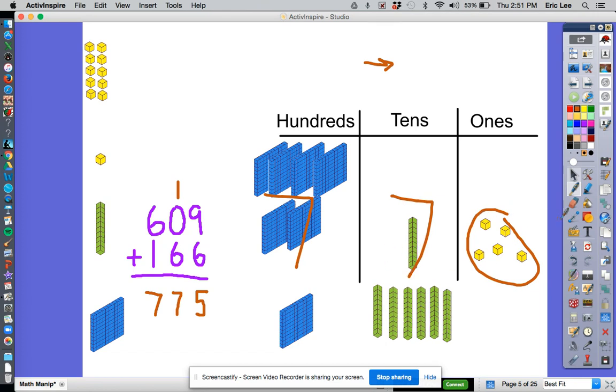I have 5. Oop, that looks like a 0, doesn't it? Let's get rid of it. I have 5 ones in my ones column, so 775. All right, good job. Good practice. We'll do some more tomorrow.